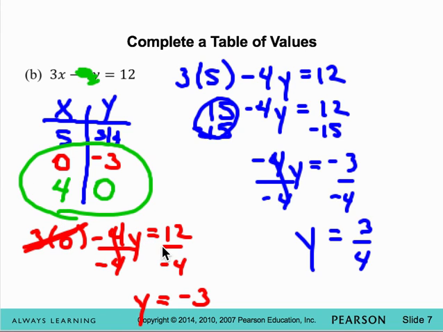So I want to remember this when I need 2 points. Those intercepts are way easy points to find, way easier than this. And look, this one I wound up with a fraction.